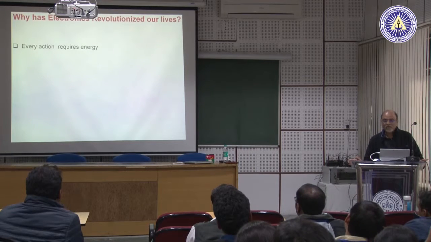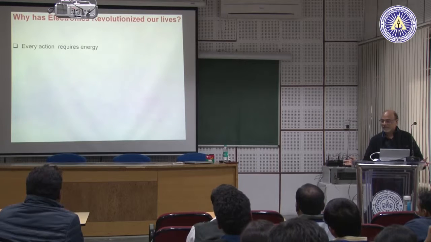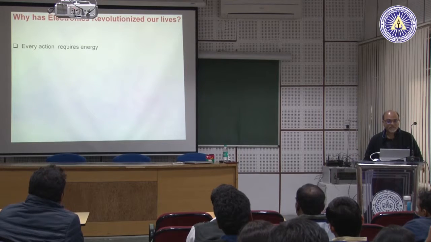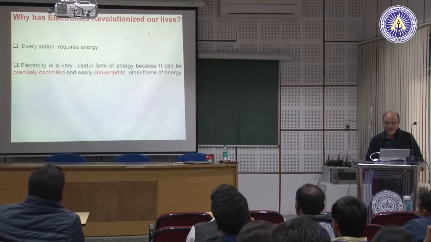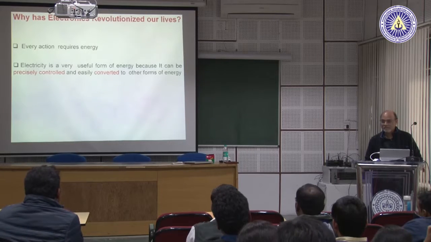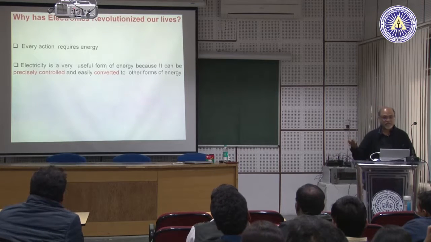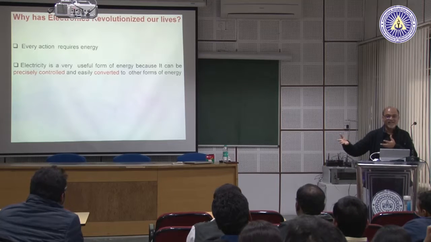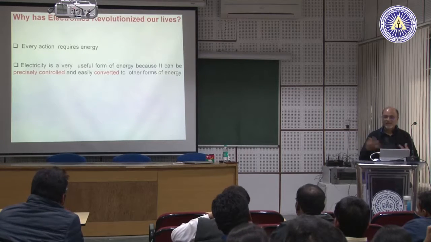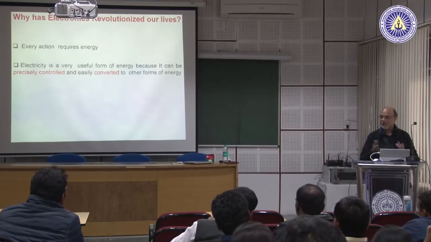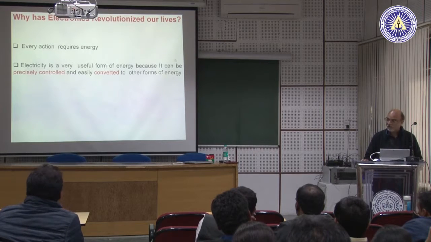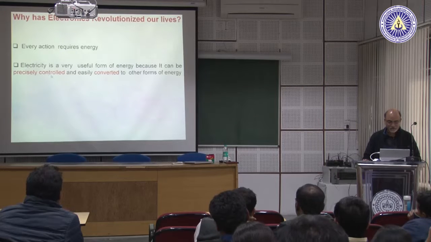One is, no matter what we do, every action requires energy. Anything that you try to do, it is an obvious, self-evident statement. Every action requires energy. Fine. The other one is, electricity is a very useful form of energy. Not directly. Our direct interaction with electricity is often painful. We get a shock. So it's not directly that electricity is useful for us. For thousands of years, mankind survived without any use of electricity, right? So electricity is a very useful form of energy because of the following. Because it can be precisely controlled and easily converted to other forms of energy.